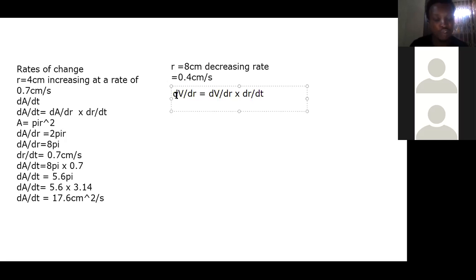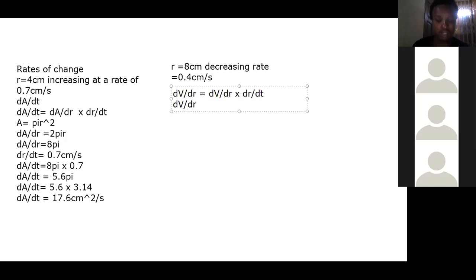So we are first going to find dV and dr. What are you getting? Before we can find dV, what is the volume of a sphere? 4/3 pi r cube. So first of all, the volume of a sphere is equal to 4/3 pi r cube. So we are going to get this.